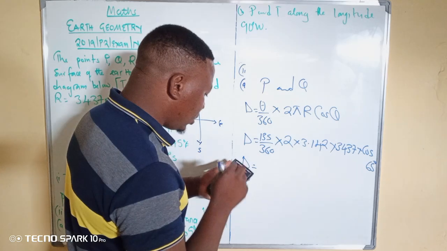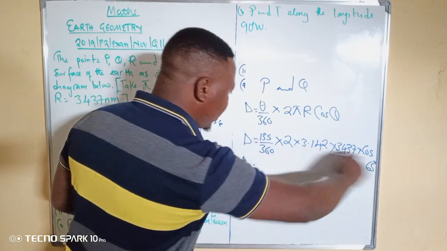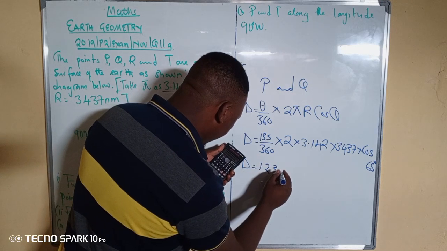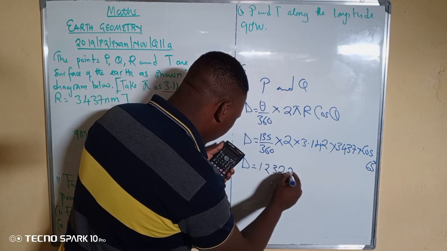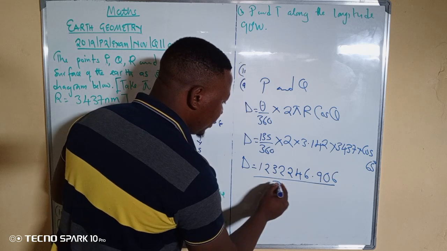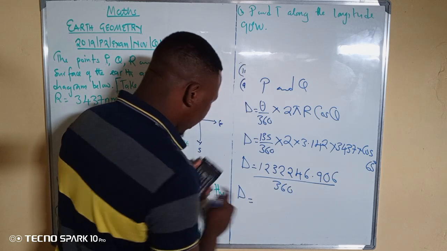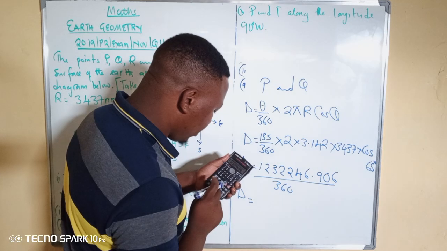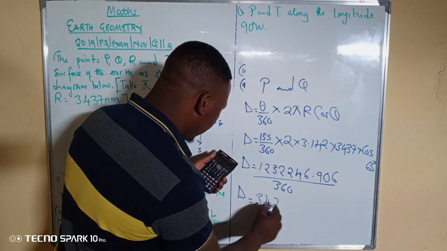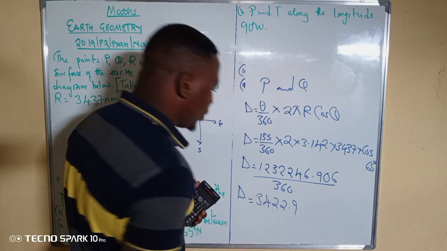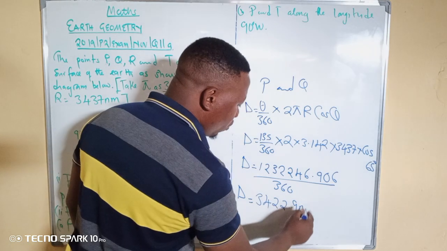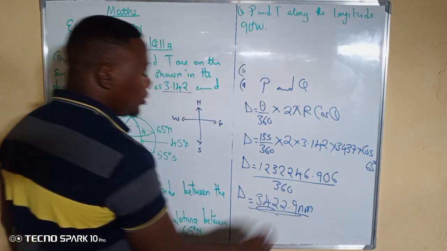Then after that, when you multiply all these things, I can have my answer as 1,232,246.906, then divided by 360. In a calculator, I can just press divided by 360. So therefore, my answer would be 3422.9. If you want, you can round off to one decimal place, then you say nautical miles at the end. So this is our final answer.